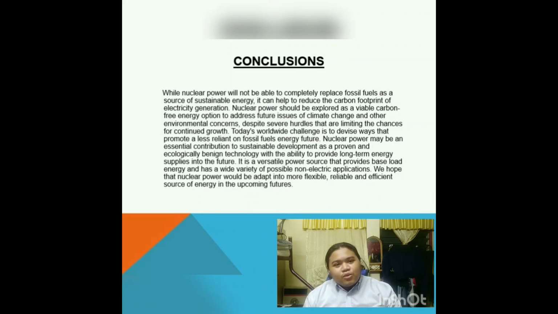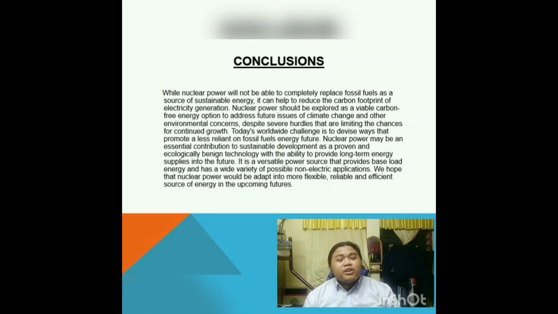Okay, I would like to continue this presentation with the conclusion. In my conclusion, I will tell you what we get in this experiment and this research for nuclear power plants, nuclear power generation. For the conclusion, nuclear power will not be able to completely replace fossil fuels as a source of sustained energy.